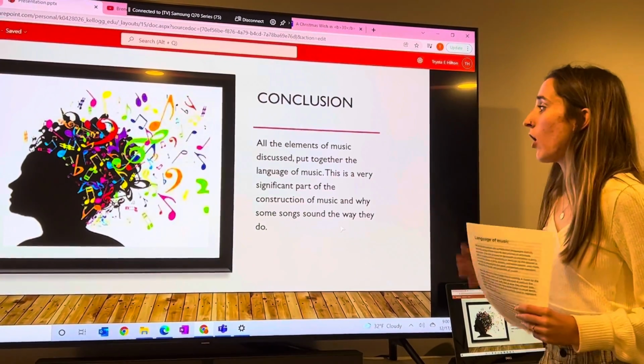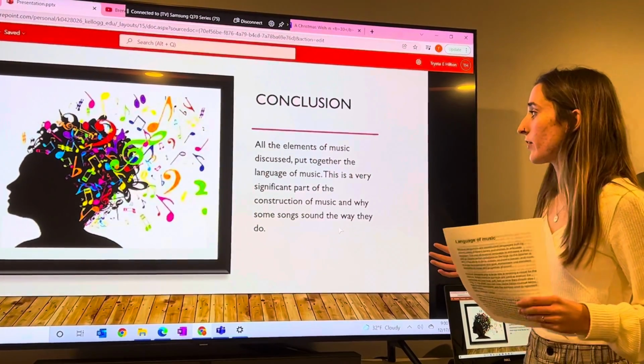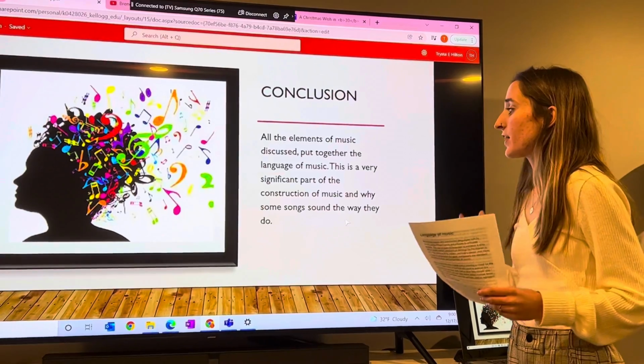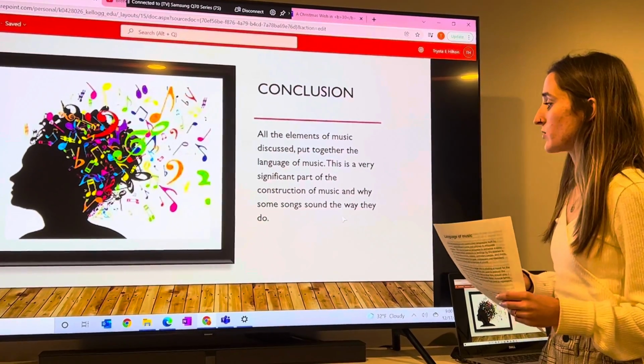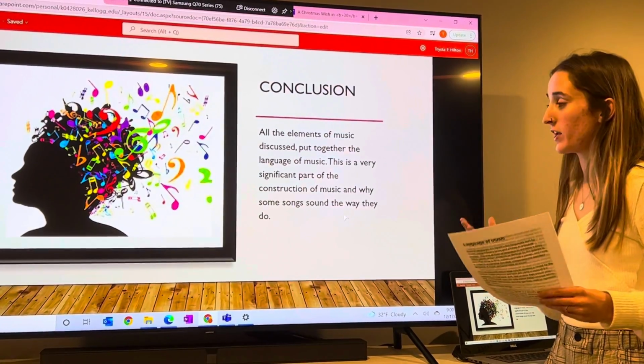In conclusion, all the elements of music discussed put together the language of music. This is a very significant part of the construction of music and why some songs sound the way they do.